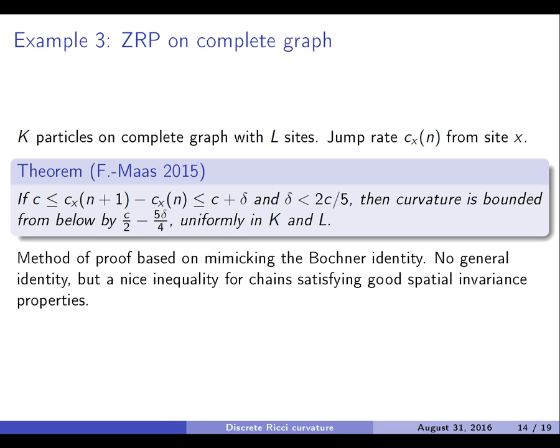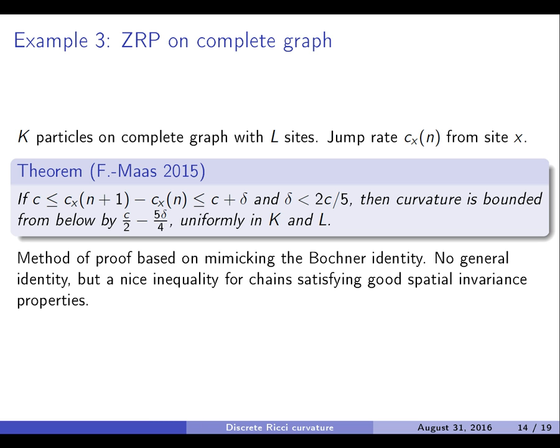The method of proof was based on an attempt at mimicking the Bochner identity in the discrete setting. We don't have something as nice as the Bochner identity. But it turns out that for nice systems having some good spatial invariance properties, like if you take two different jumps, in what order you do them doesn't interfere too much, we can prove a nice inequality by trying to mimic the proof of the Bochner identity, to show that for systems with nice spatial invariance properties, curvature is always non-negative. This is, for example, the case for abelian Cayley graphs.